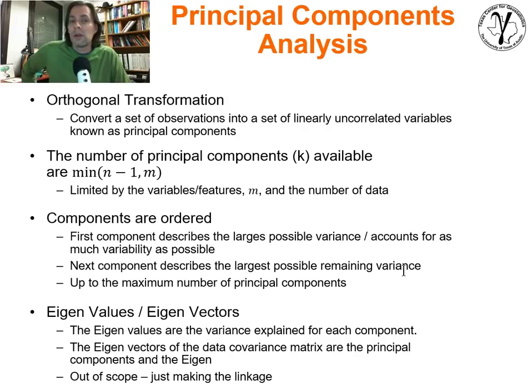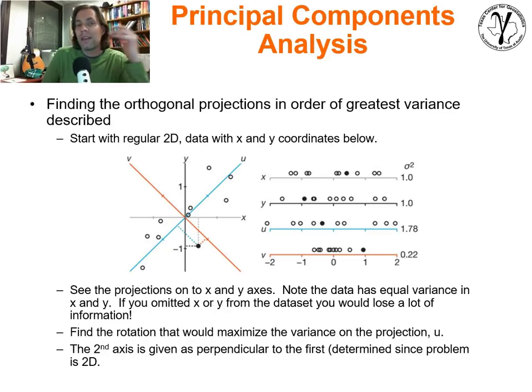Now, there might be some of you out there who are thinking, well, I thought there were eigenvalues and eigenvectors linked into this. Yes. If you go ahead and calculate the eigenvalues and the eigenvectors for the data covariance matrix, the eigenvectors will be the principal components, and the eigenvalues will be the variance described for each one of the components. Now, this is out of scope, and we're just drawing a linkage, providing a little bit of context here. Given those principles or concepts, let's go ahead and show you visually what this looks like.